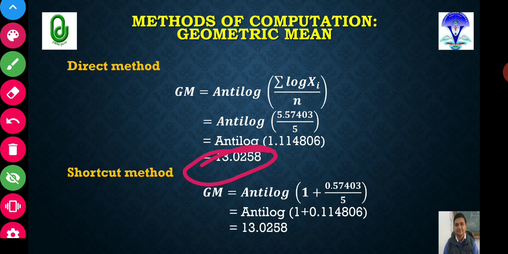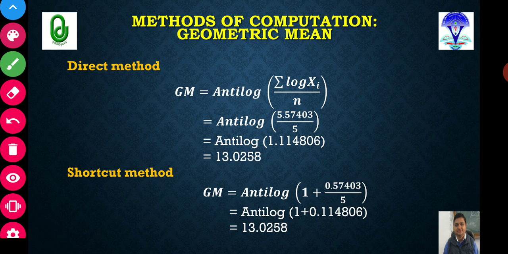By the shortcut method also, we have to find the antilog of log a plus summation d log a divided by n. The summation d log a we have already calculated as 0.57403, and log a, where a is the assumed mean 10, so log 10 is equal to 1. And finally here also we are getting the geometric mean as 13.0258.